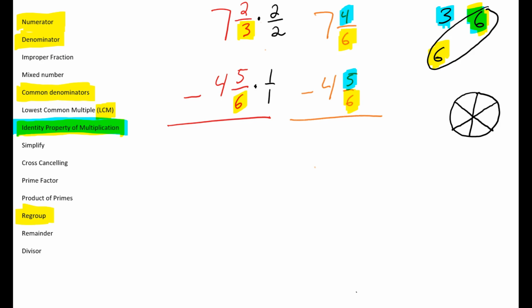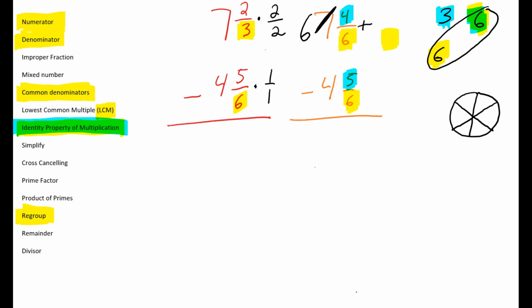So I need to regroup for my 7. So I'm going to take my 7, I'm going to cancel it out. I'm going to put a 6 here. I'm going to take that 1 and regroup it over here, and I'm going to add it to this fraction. Well, I know that if I add fractions, I have to have the same number on the bottom. So I have common denominators, because I have to have common denominators to add.